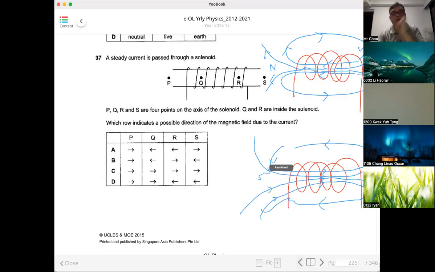So these are the two possible answers. The two possible magnetic field lines depend on the direction of your current. So you realize that in the middle, they are all going in the same direction, either from left to right. In this case, the first example is from right to left, and the bottom example is from left to right. So the direction of the magnetic field lines are the same in the middle of the solenoid. So for these four answers, which one has the same direction throughout? Only C has the same direction throughout, and therefore only C is the correct answer.